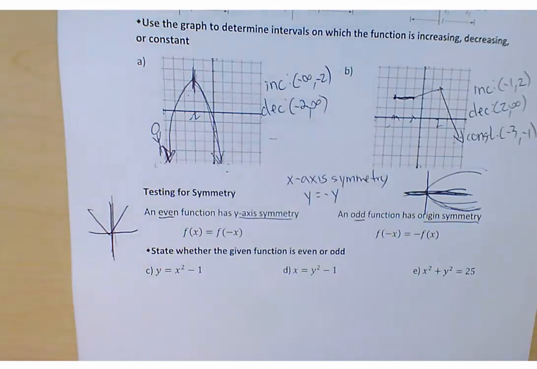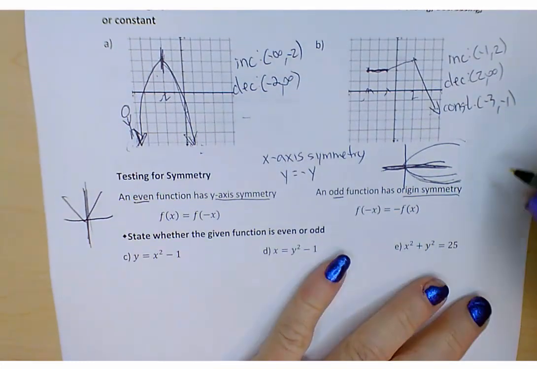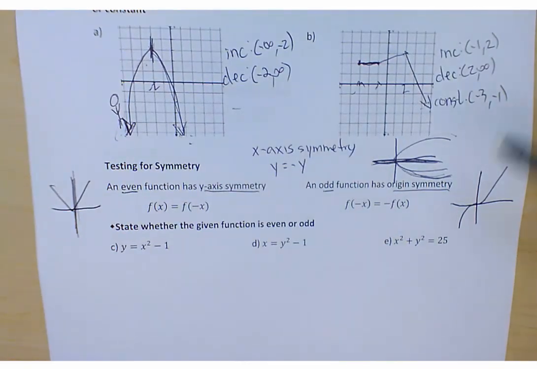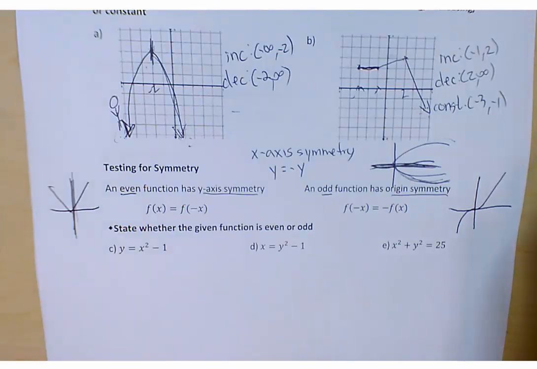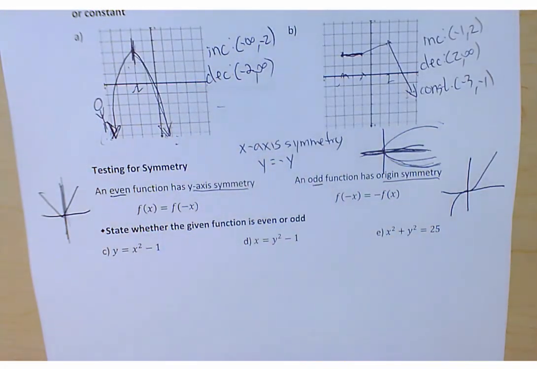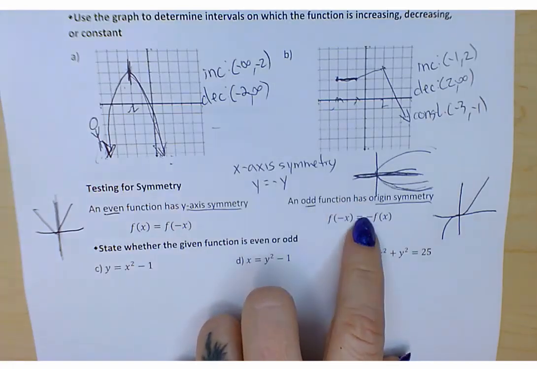There is also origin symmetry. Origin symmetry is also called an odd function here. Origin symmetry is going to be something like maybe a cubic function. Think of it as a fold across your x-axis and a fold across your y-axis. So you're going to fold it vertically. You're also going to fold it horizontally. So think about taking a piece of paper and folding it into a corner, right? You're going to fold it twice to where you have a fourth of the page showing. So that's kind of what's going on with origin symmetry. The test for origin symmetry says, does f of negative x equal negative f of x?